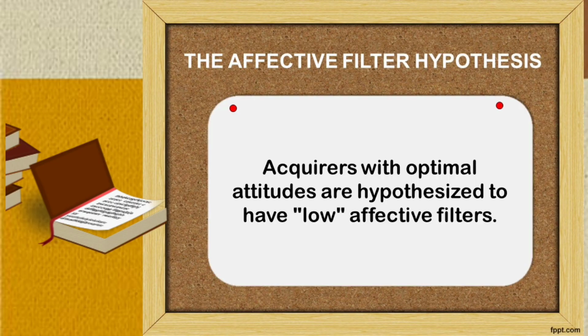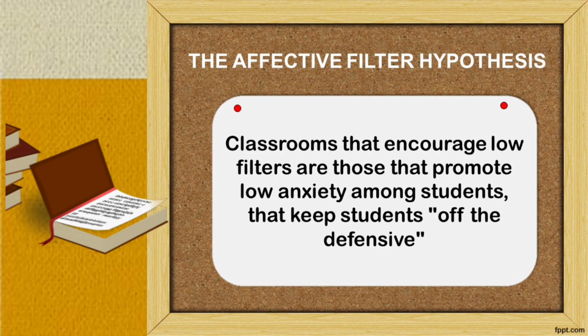Acquirers with optimal attitudes are hypothesized to have low affective filters. Classrooms that encourage low filters are those that promote low anxiety among students, that keep students off the defensive. This picture does not diminish in any way the importance of affective variables in pedagogy. The affective filter hypothesis implies that our pedagogical goals should not only include supplying comprehensible input but also creating a situation that encourages a low filter.